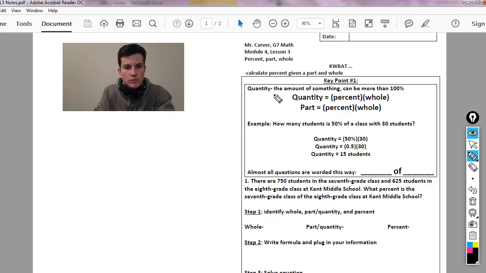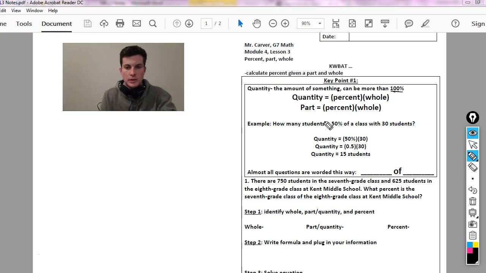So a quantity, the definition is just the amount of something. And I want you to make a note that it can be more than 100%, because today in our examples we'll see a few cases where our quantity exceeds 100%. So our formula for quantity is that quantity equals percent times whole. Another way we could think about this is part equals percent times whole.